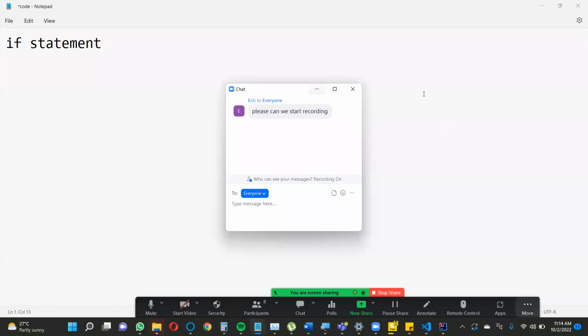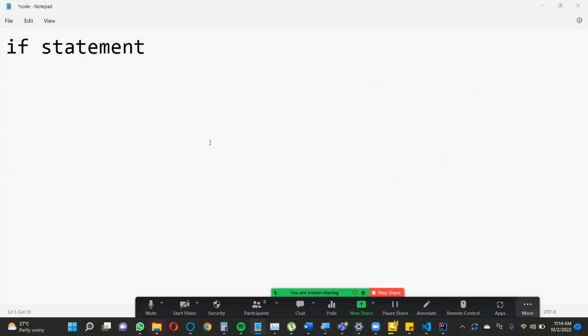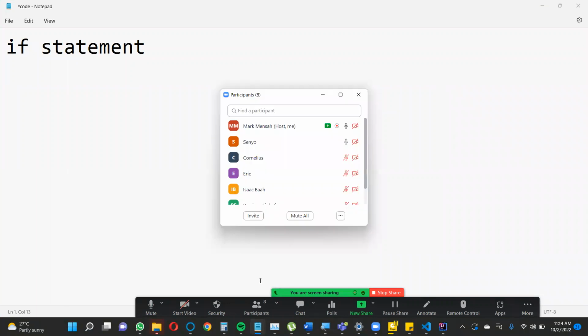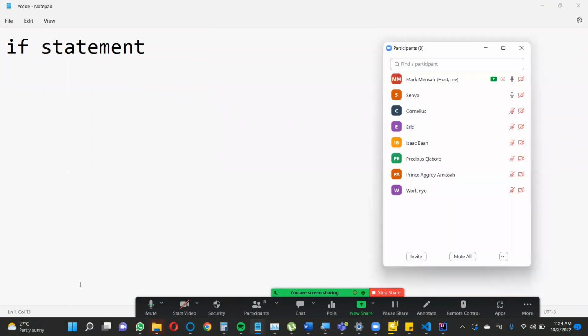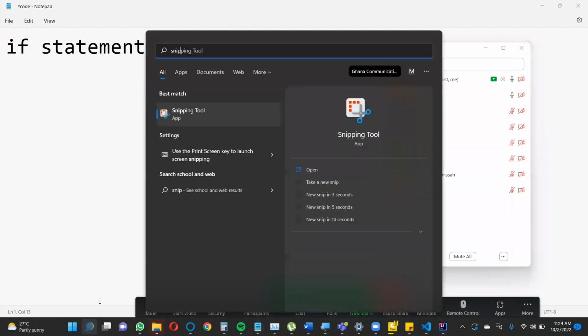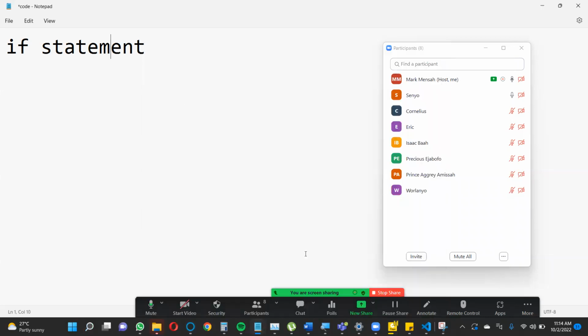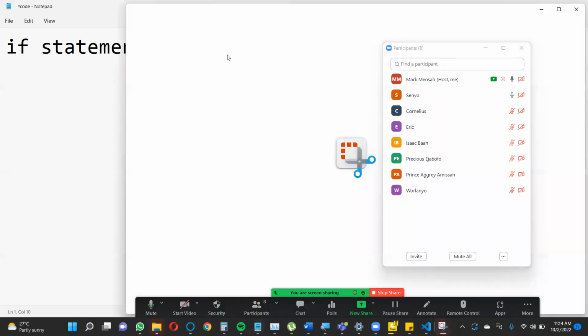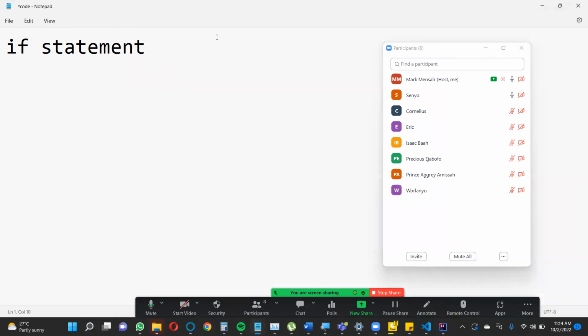So, the if statement is, you see, programming mimics the way we do things in the real world. It mimics how we interact and how we act in the real world. The things we do in the real world are the things we do whenever we are coding. In the real world, what we do is we make decisions. We make decisions in everything we do.